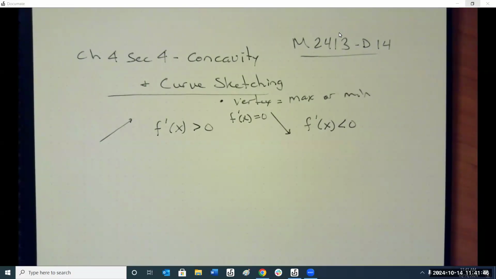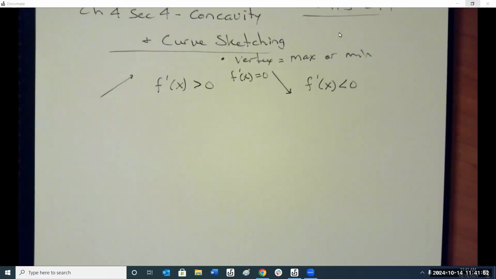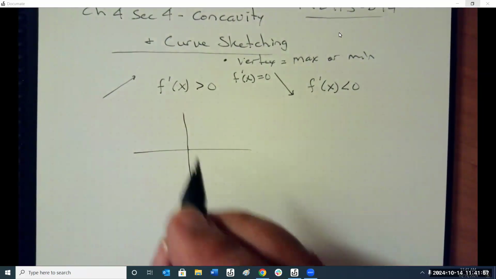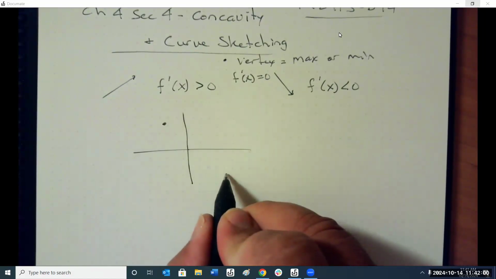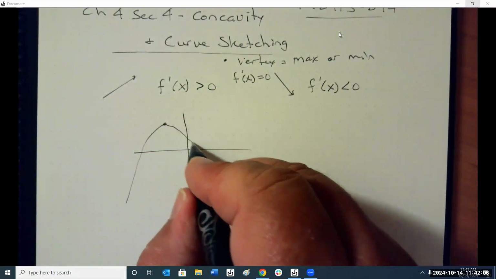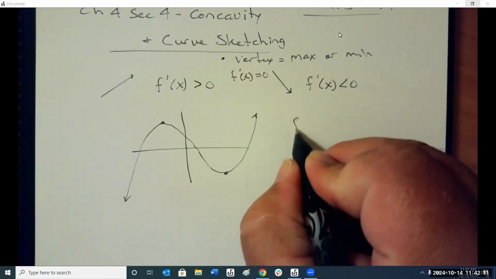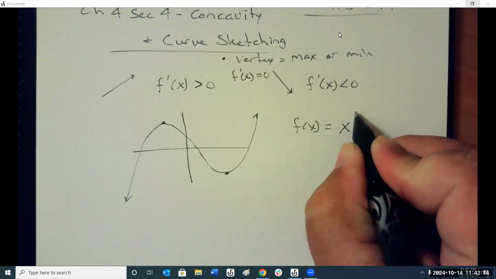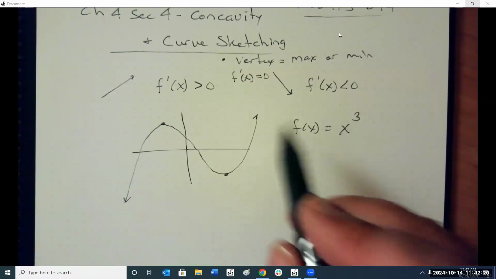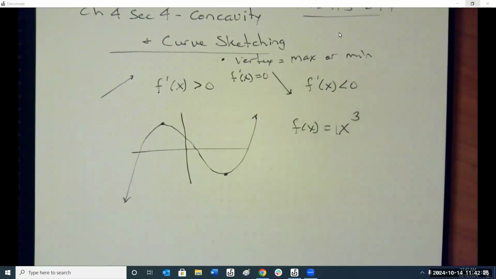Okay, so that gives us the basic shape. But that is only for the vertices. What happens between the two vertices? Let's say I had a vertex here and a vertex there. What if I had that? That's a cubic function. The degree is odd, so it goes in opposite directions. A is positive, so it's an increasing function.